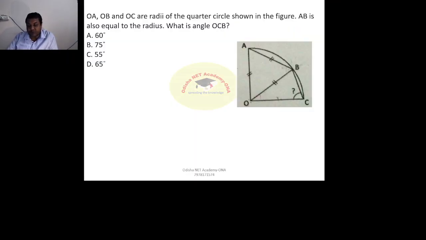In the previous aptitude class we have discussed a few aptitude questions. Now come to another aptitude question. OA, OB, OC are radii of the quarter circle shown below. AB is also equal to the radius. So this is radius, this is radius, this is also radius, and AB is equal to radius. So what is the angle OCB? You have to find out this angle.